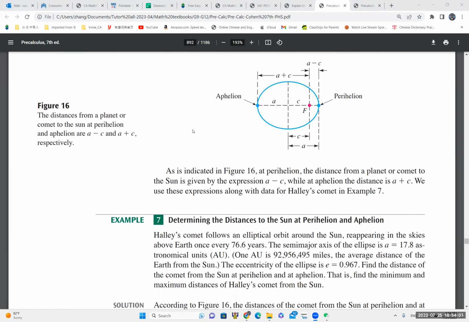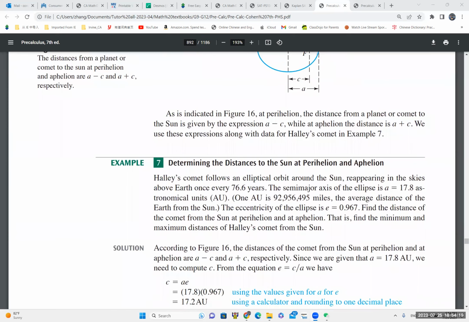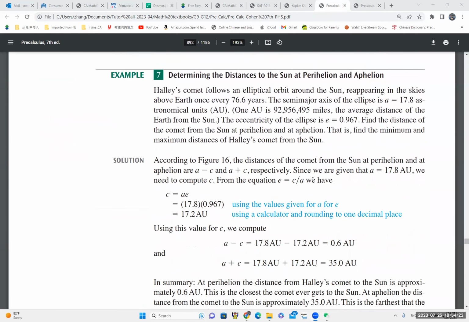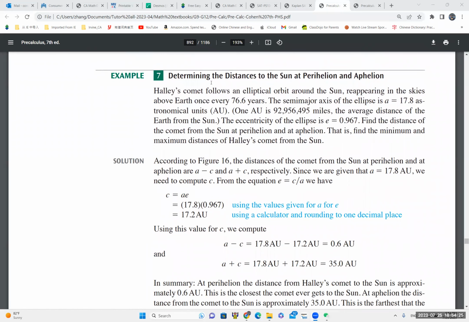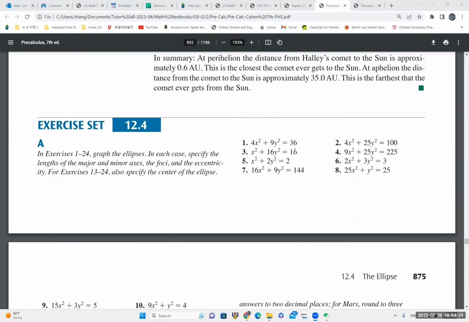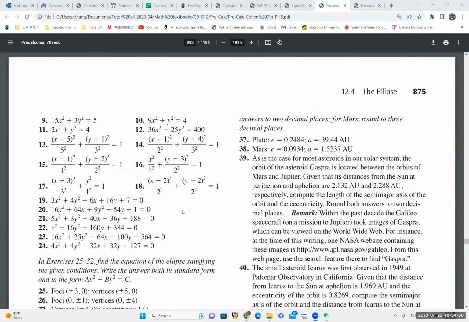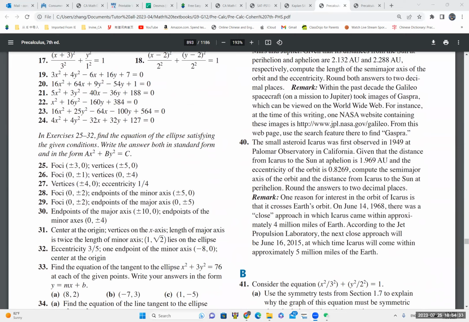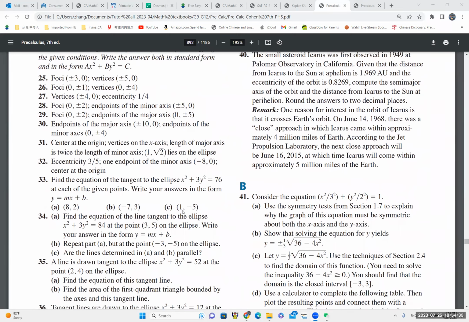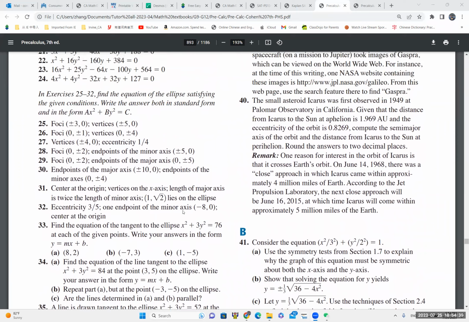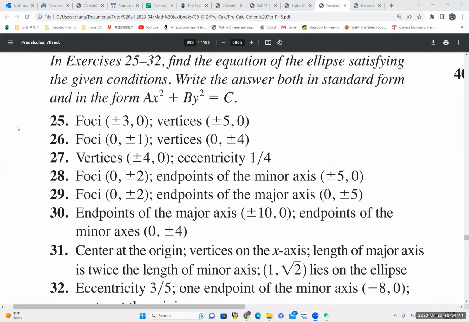Normally the star is at one focus place. Determine distance to the sun at. Okay, we will not go through this. Now let's have some exercise. How about we do one from here?